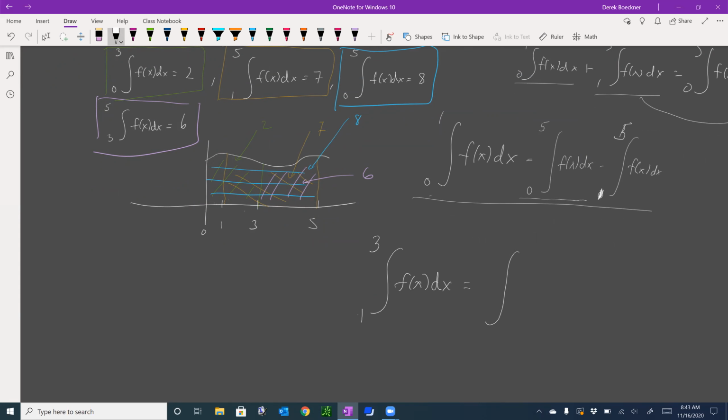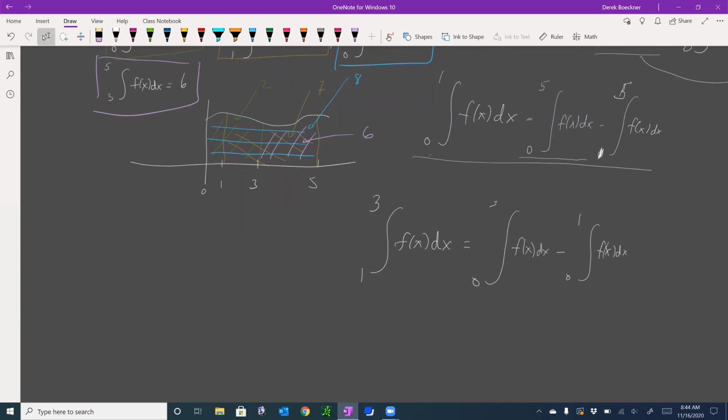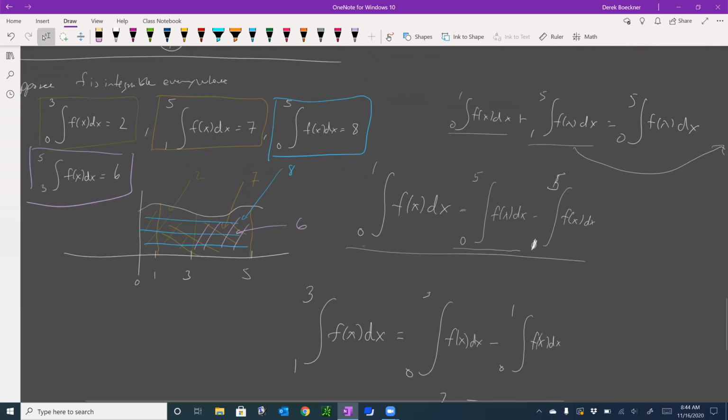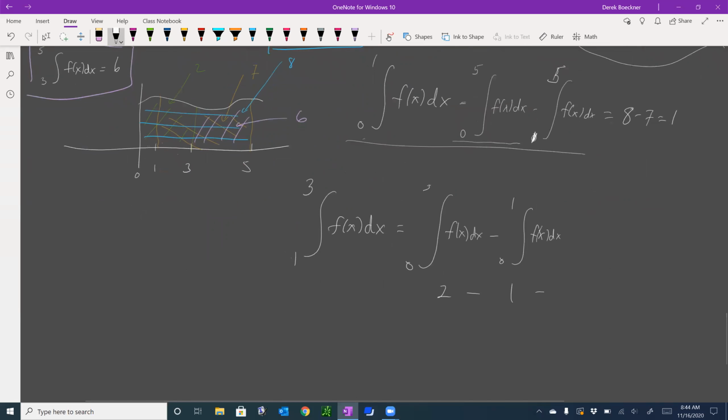So this is the integral from 0 to 3, which we have written down as green, minus the integral from 0 to 1, which we just found. And so green was 2. This one that we just found was 1. We didn't actually evaluate that, did we? This is equal to 8 minus 7, which is 1. So this is minus 1. So this is also 1. We good with that?